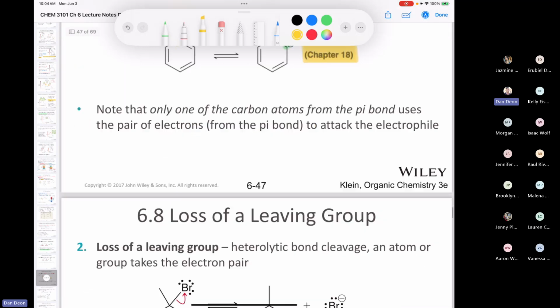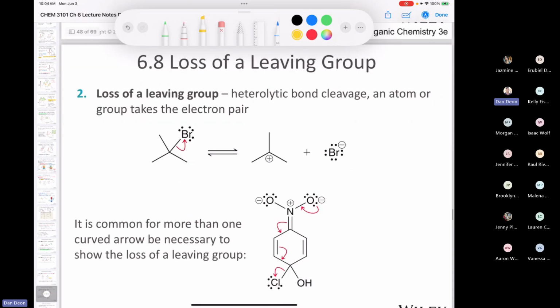Okay, so now we finished nucleophilic attack. So I told you there were four patterns. The second one is loss of a leaving group. You know how this morning we talked about bond dissociation energies and homolytic bond cleavage? Well, the loss of a leaving group is actually a heterolytic bond cleavage, meaning both electrons go to one of the atoms in the bond.